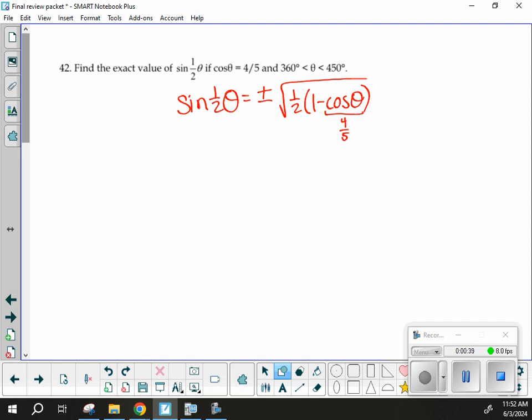But we also need to decide, is this positive or negative? We don't leave that as part of the final answer. We have to choose one. Sine of an angle only has one output. So let's do the work for that first.